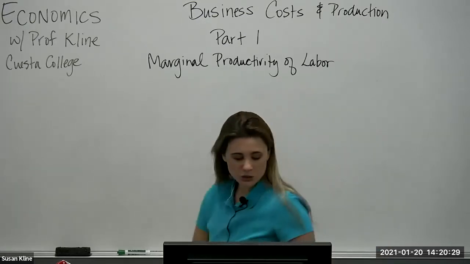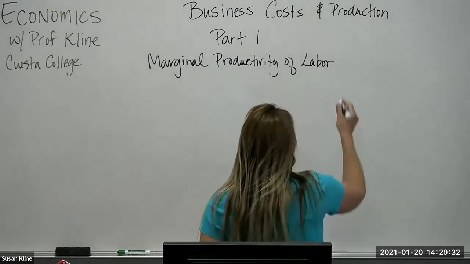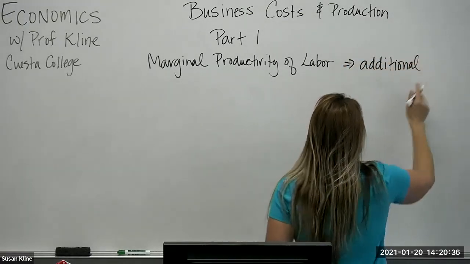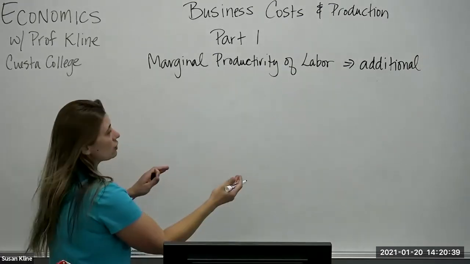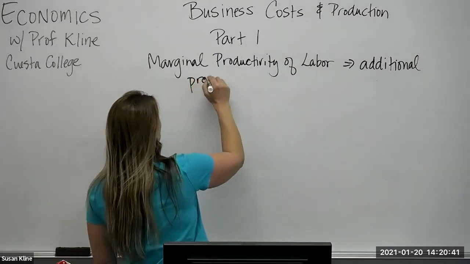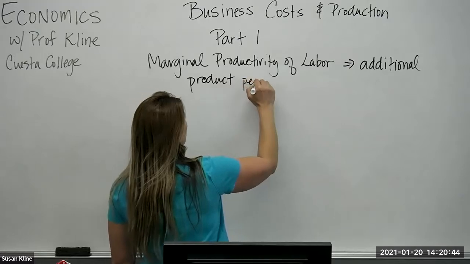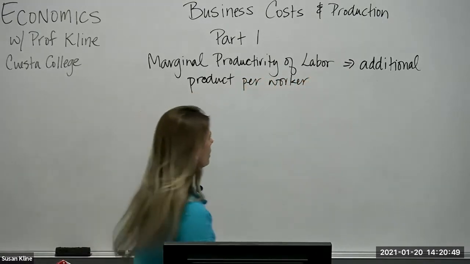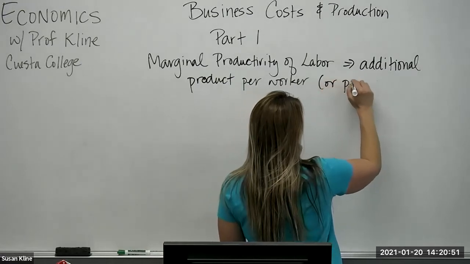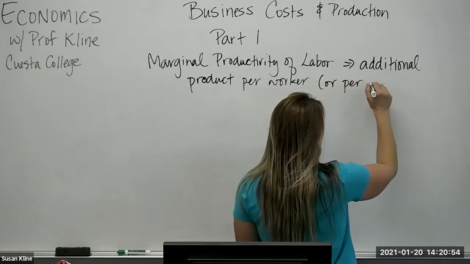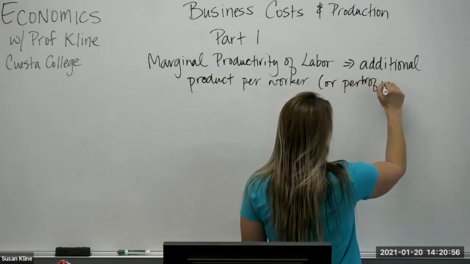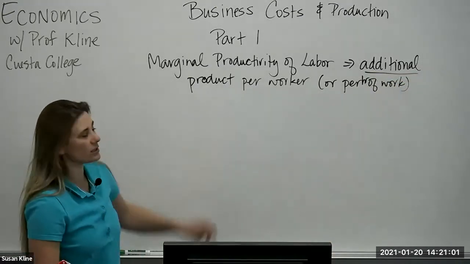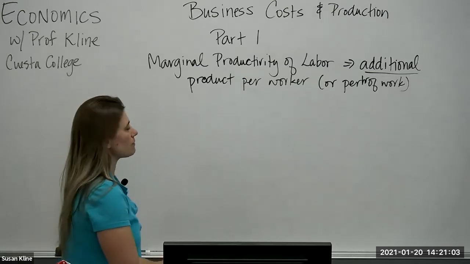So the marginal productivity of labor is the additional product, right? Marginal is very important in microeconomics. It is the additional productivity. And we can either think about this per worker, which is what we'll focus on, or it could be per hour of work, right? We can define the units as we need. But it's the additional, right? The additional product, the additional amount that we are able to produce.